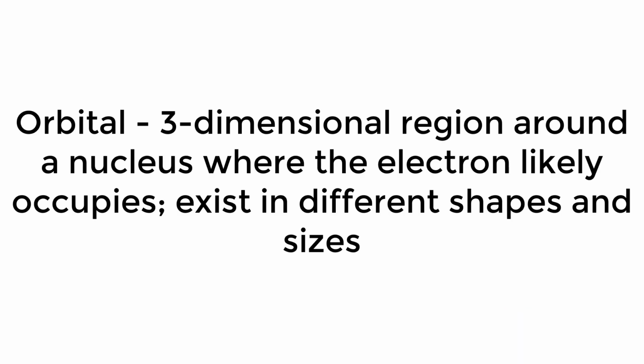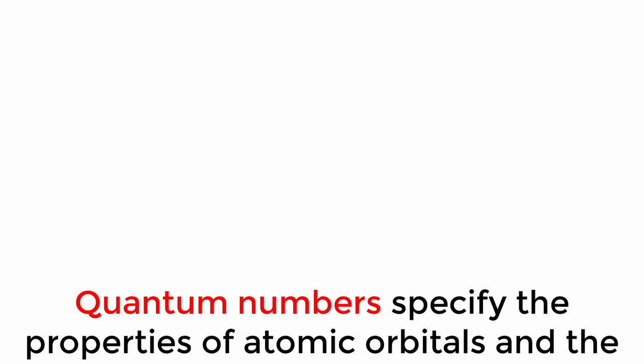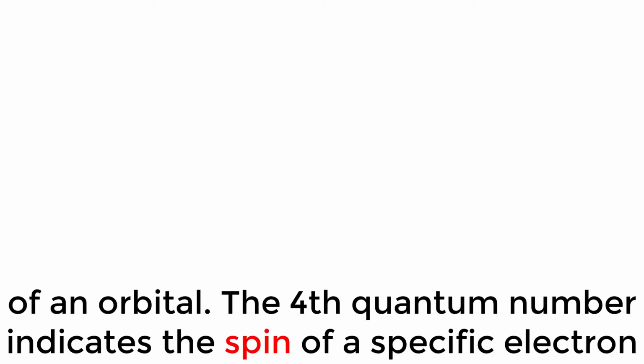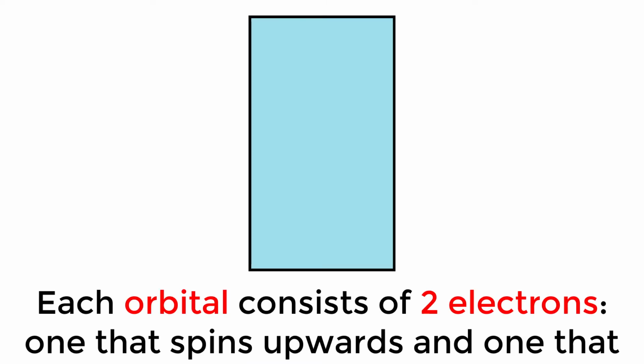An orbital is a three-dimensional region around a nucleus where the electron likely occupies. These orbitals exist in different shapes and sizes. Quantum numbers specify the properties of atomic orbitals and the electrons that occupy them. The first three quantum numbers indicate the energy level, shape, and orientation of an orbital. The fourth quantum number indicates the spin of a specific electron within the orbital. Each orbital consists of two electrons, one that spins upwards and one that spins downwards.